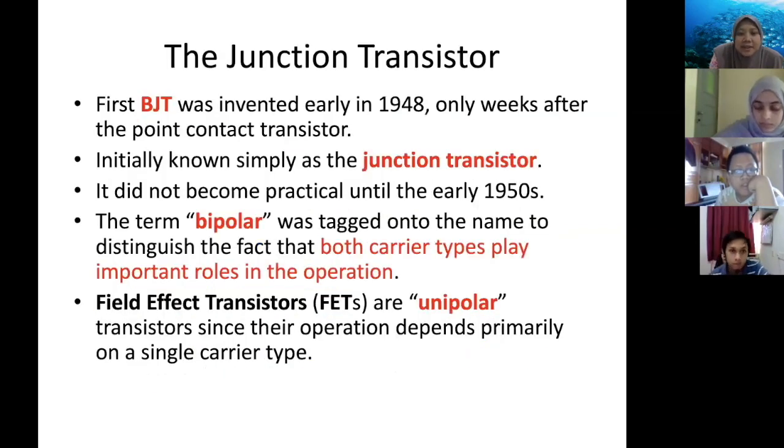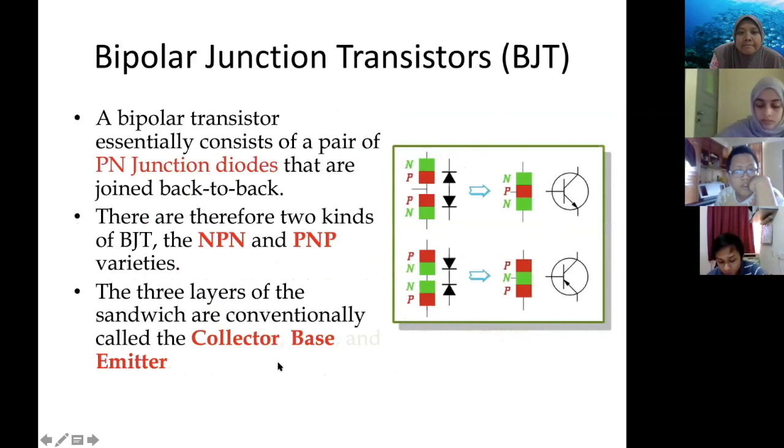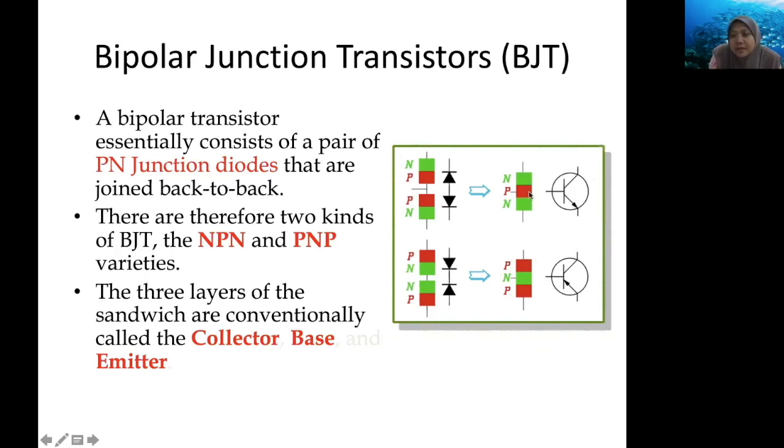Bipolar, because both carriers, hole and electron, play an important role in the operation. FETs are unipolar, meaning only either electron or hole determines the current inside it. This is the symbol of a BJT. You have two types, NPN and PNP, and there are three terminals: collector, base, and emitter.